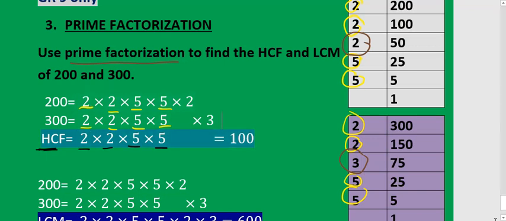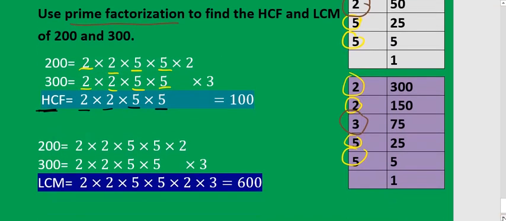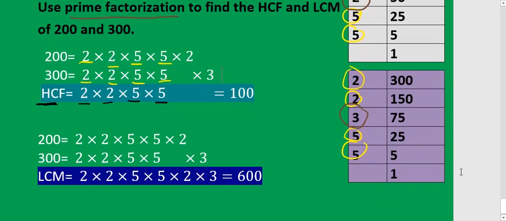Now the LCM, not so complicated. Unlike the HCF, for the LCM you multiply everything, even those factors that they do not have in common. Remember, we already listed in the previous question that they've got 2 in common, another 2 in common, 5 in common, and another 5 in common, but they don't have 2 and 3 in common.